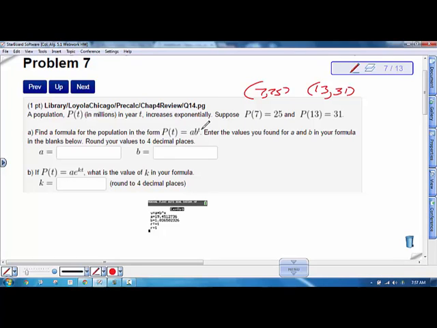So in the form a b to the t, we can do this algebraically. To do it algebraically, you just plug both points in, and you get 25 for p equals a b to the 7, and you also get 31 equals a b to the 13th.